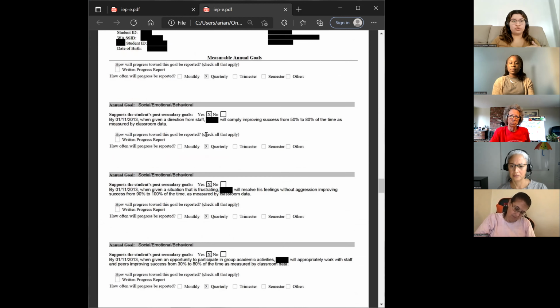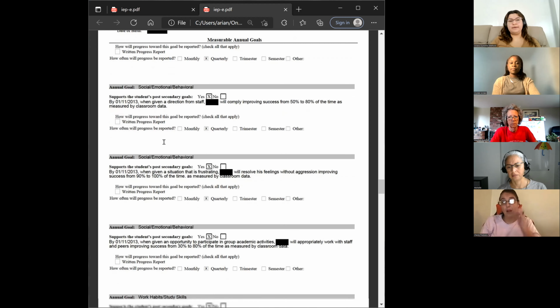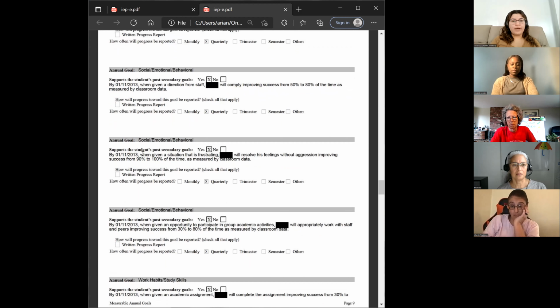And then we have the social, emotional, behavioral goals as well. This one specifically says, when given a direction from staff, the child will comply, improving success from 50% to 80% of the time as measured by classroom data. When given a situation that is frustrating, the child will resolve his feeling without aggression, improving success from 90 to 100% of the time measured by the classroom data.